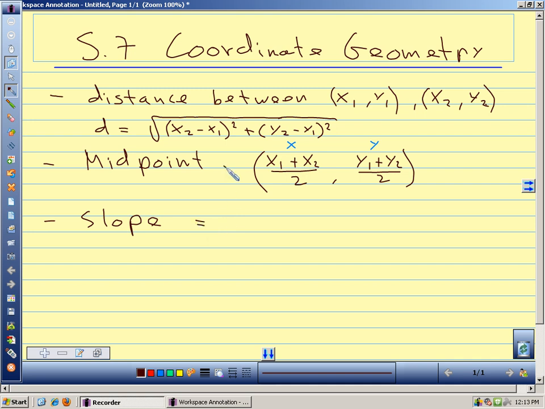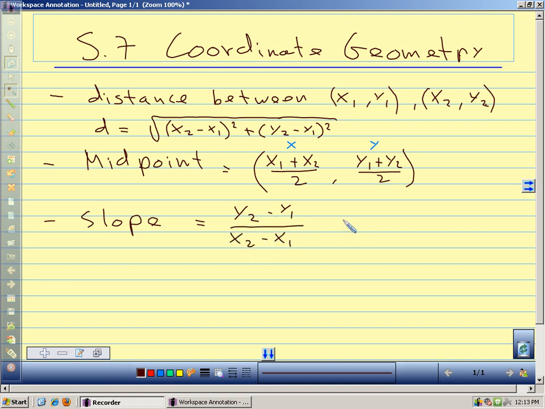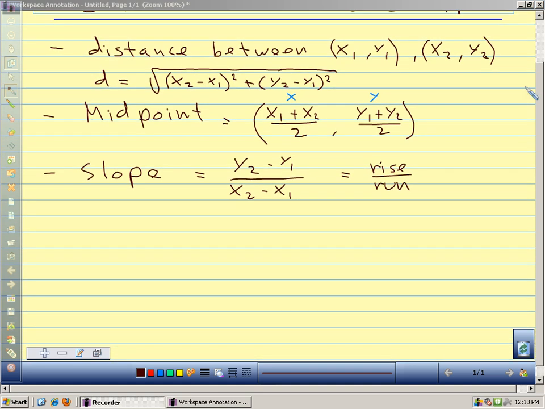Slope is y2 minus y1 over x2 minus x1. And that's just another way of writing rise over run. So this tells me how far I go up or down. This tells me how far I go left or right. And the other thing that we might need to know a little bit about is parallel lines.